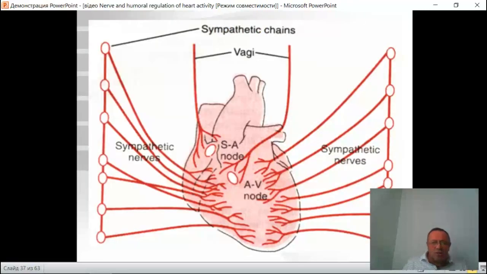This picture shows the structure of the sympathetic chains. From both sides you can see the sympathetic paravertebral ganglia and sympathetic nerves connecting the ganglia with the heart. Here you can see sympathetic nerves have connections with myocardial cells of the heart and a short connection with the SA node.